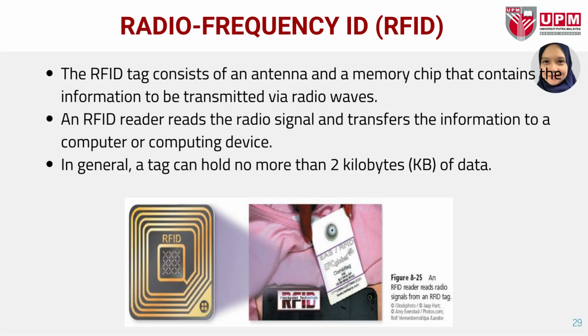The radio frequency identification, or RFID, tag consists of an antenna and a memory chip that contain information to be transmitted via radio waves. An RFID reader reads the radio signal and transfers the information to a computer or computing device. In general, a tag can hold no more than 2 kilobytes, or KB, of data.